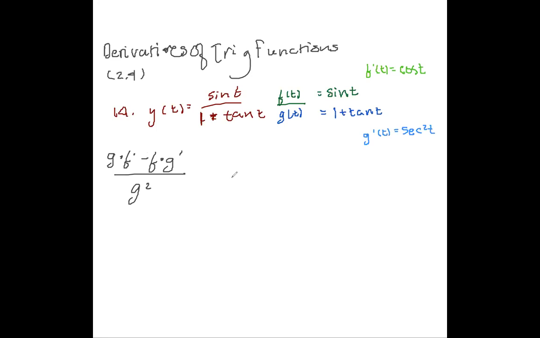So we get to put this together. It's going to be g, so 1 plus tan t, and f prime, gotta get the right color, which is cos t, minus f, which is sine t, times g prime, which is secant squared t, all over g squared. So that's going to be 1 plus tan t squared.